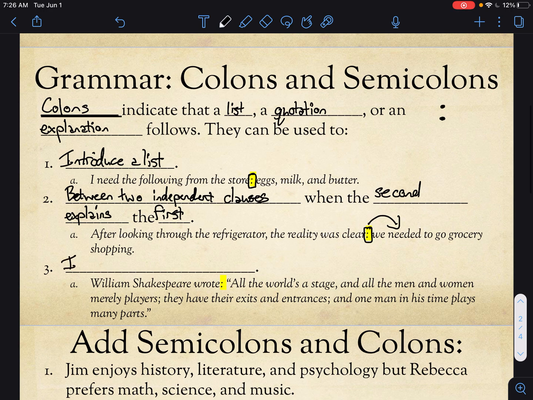And last but not least, as with Shakespeare's famous quote from his plays, All the world's a stage, and all the men merely players. They have their exits and entrances, and one man in his time plays many parts. It is introduced by a colon. If you have a long quotation, you introduce it with a colon.